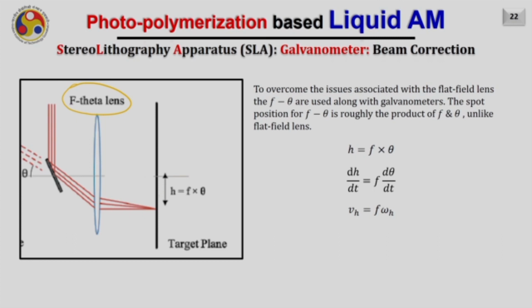The spot position for f theta is roughly the product of f into theta, as you are seeing here. It is unlike what we use in flat field lens. In flat field lens, what was it? It was f into tan theta.